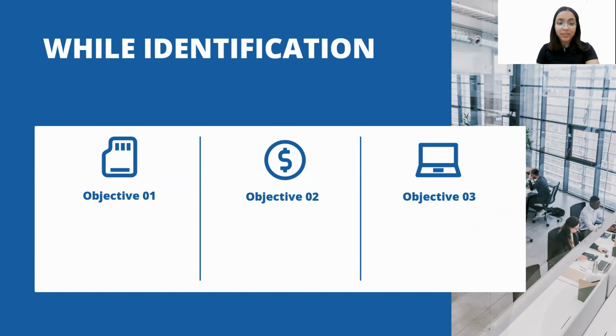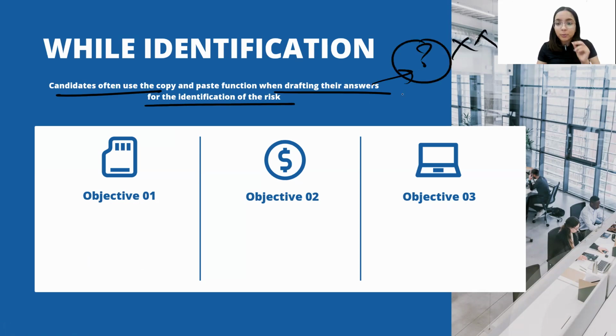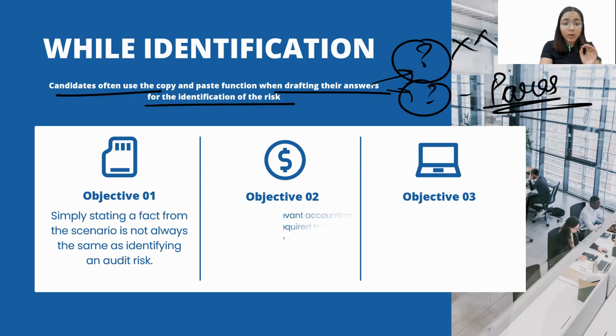Let's come to the identification of the risk. What does the examiner have to say regarding identification? The examiner has clearly told us that candidates often use the copy and paste function when drafting their answers. Is that the problem? No. The problem is that you copy paste whole paragraphs and leave it to the examiner to identify the risk from that paragraph. That is where the examiner has a problem with you. Please don't just copy paste the whole paragraph.